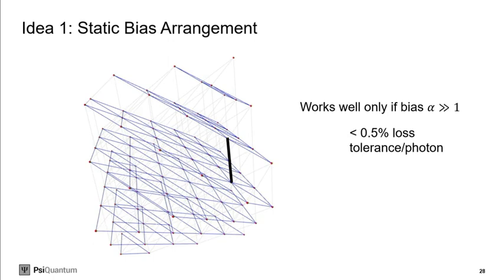Unfortunately, what we found is that this trick works well only if the bias alpha is much, much greater than 1. As soon as we start adding unbiased erasure to this system, we start connecting these planes, and that is the problem. Since our game depends on dimensionality reduction, very quickly as we add unbiased erasures, the planes start getting connected, and that gives us a hit in our threshold. And with this particular game, we end up with less than 0.5% of loss tolerance per photon.